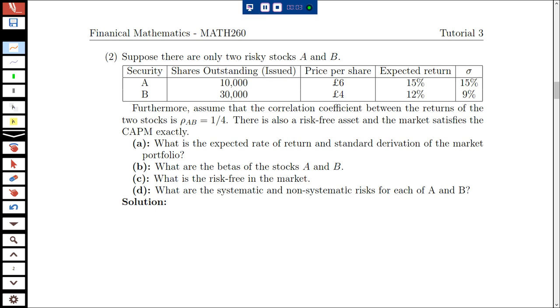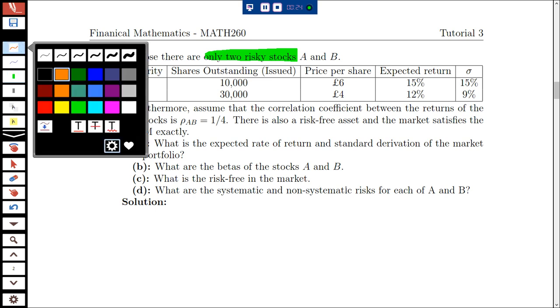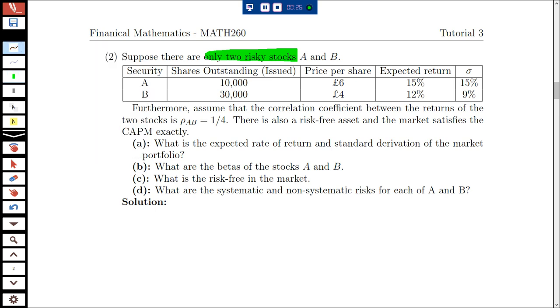Okay, let's take a look at tutorial 3 question 2. Suppose there are only two risky stocks, A and B. The first thing we need to highlight is that there are only two risky stocks, which means we live in a world where this is the whole of the market. This just allows us to do some calculations, not overly complicated.